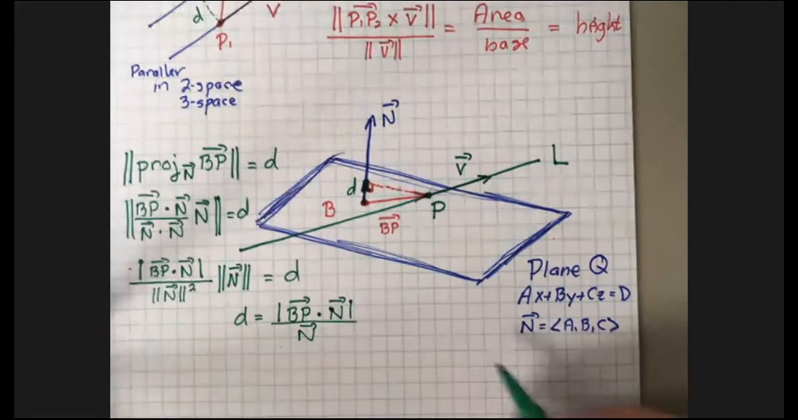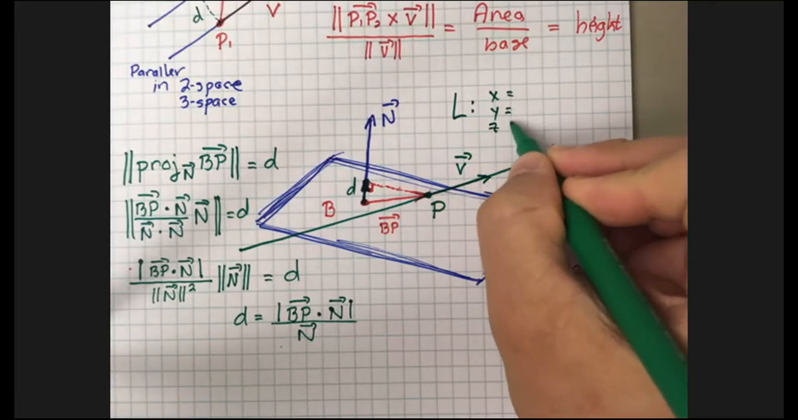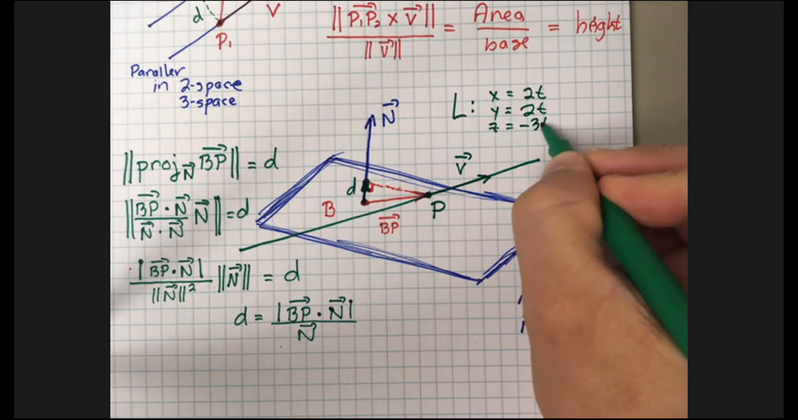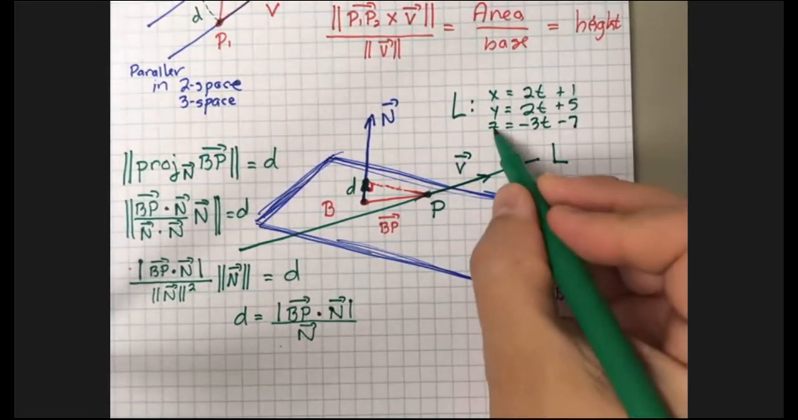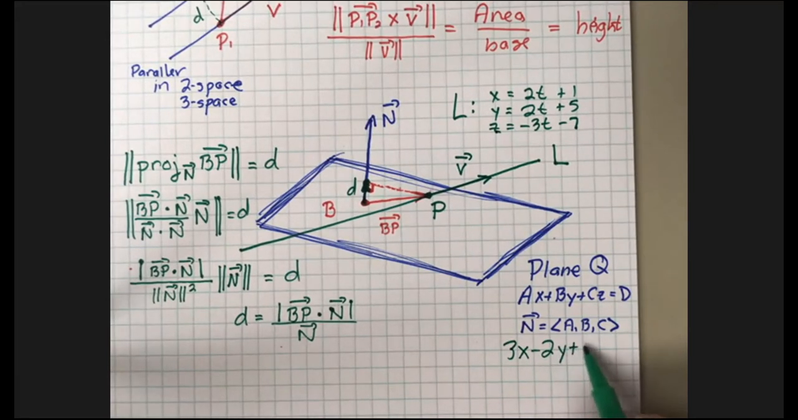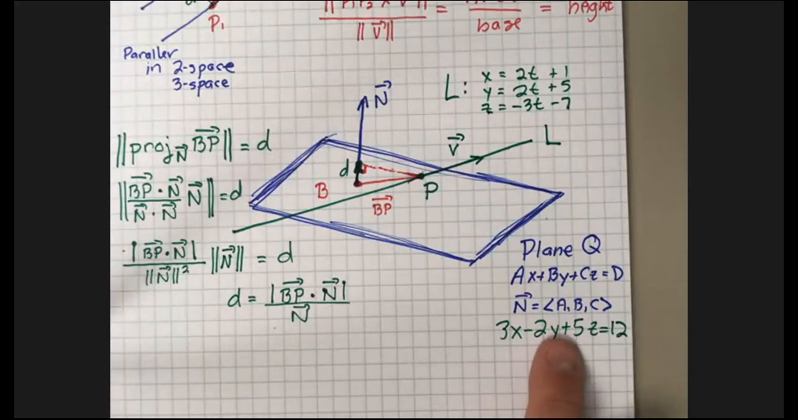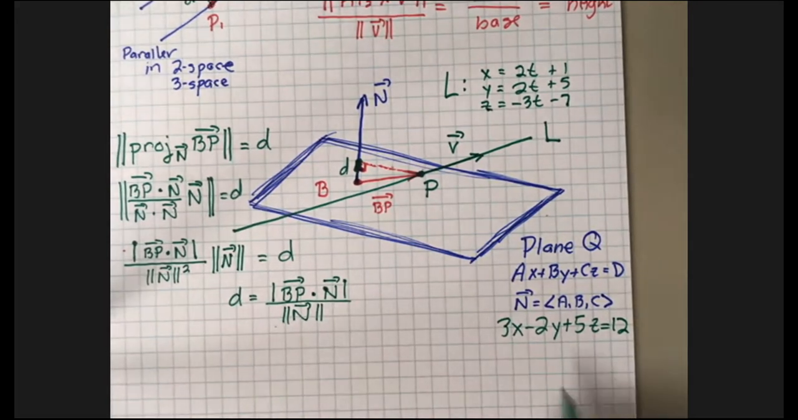Now let's execute it on an example. And let's say my line was, let's just make up a line, XYZ equals, I'm just picking generic letters, 2t and minus 3t plus 1, plus 5, minus 7. I'm just picking raw numbers out of the air. Let's say my plane Q was 3x minus 2y plus 5z equals 12. You know, just strange numbers out of the air. Oh, sorry, I forgot to do the mag bars on the N here. Since I pick strange raw numbers out of the air, I think I'm not going to get a pretty answer.